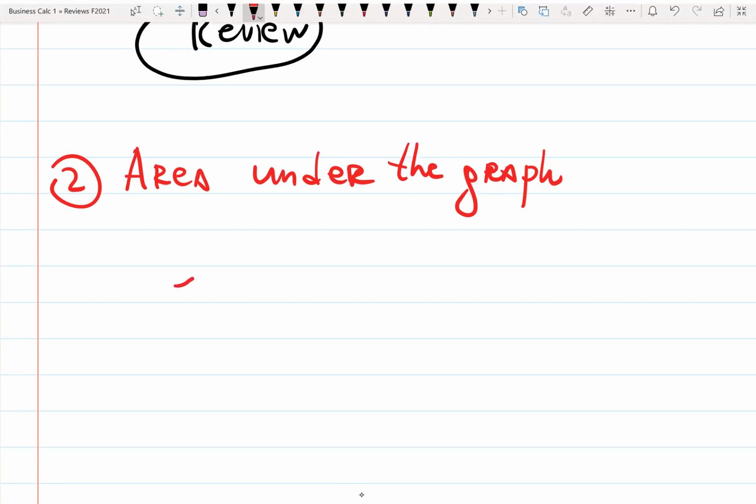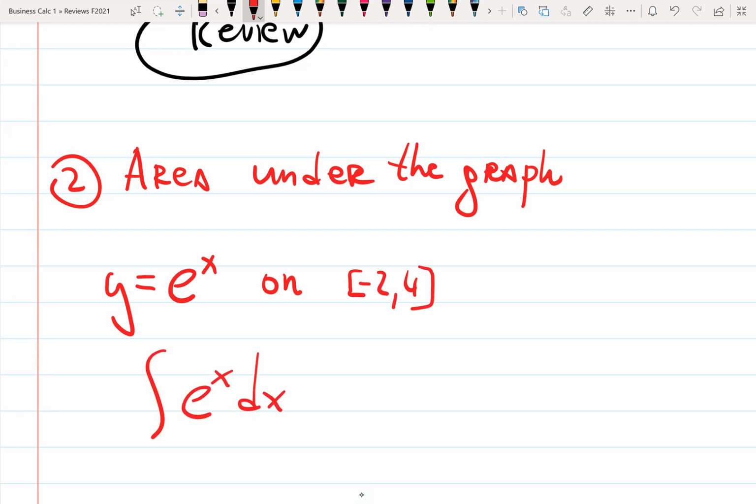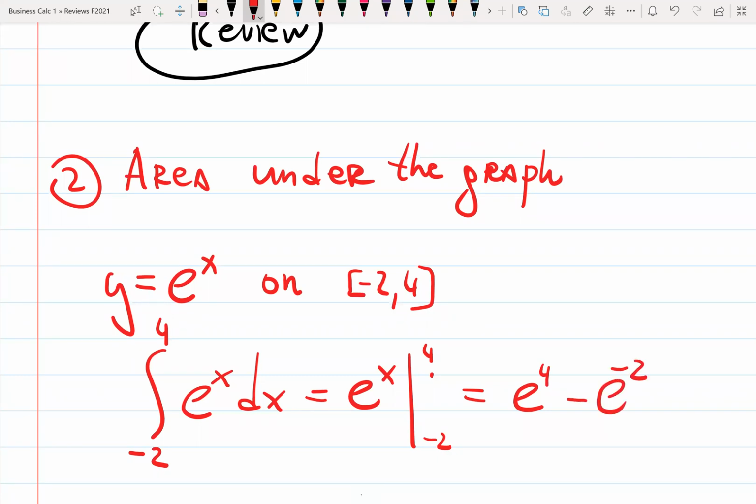Area under the graph of e to the x on -2 to 4 is just the integral, you know? Wow, what a surprise. The integral of e to the x from -2 to 4, and you just integrate it. It's e to the x. You plug in -2 and 4, and the answer is literally over here: e to the 4 minus e to the -2. No need for any rectangles, left and right. But again, for the exam, you have to review it. It's a very local system of education. So good luck with this.